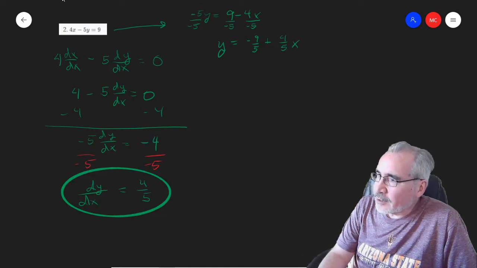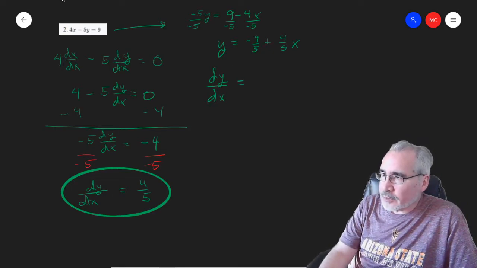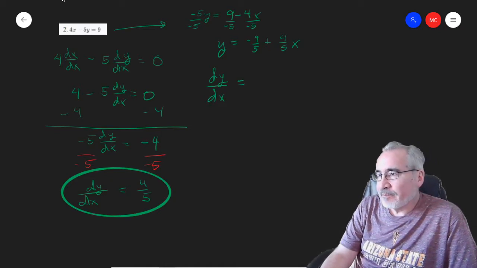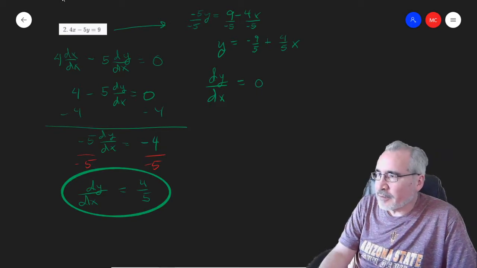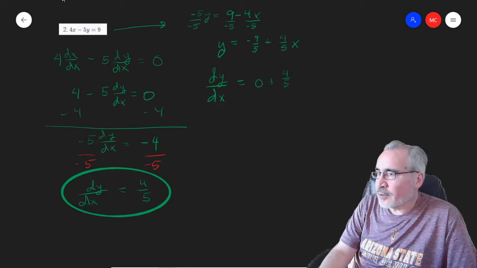Okay, let's take the derivative of both sides. So what's the derivative of y? dy dx. See what I mean? We've been doing this, we just haven't been using this particular notation a lot. What's the derivative of negative 9/5? Well, it's a constant, so its derivative is 0. We'll put that in there. We'll get rid of it later. And then what's the derivative of x? Well, the 1 comes down, so it's 4/5 times 1. Right, and this is 1 minus 1, x to the 0, which is 1.